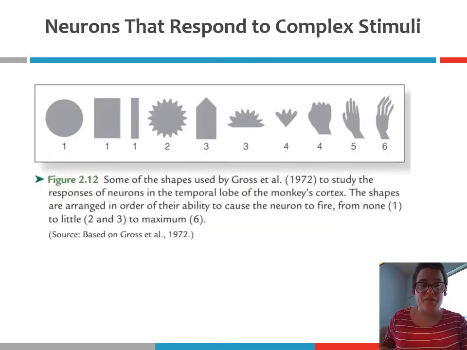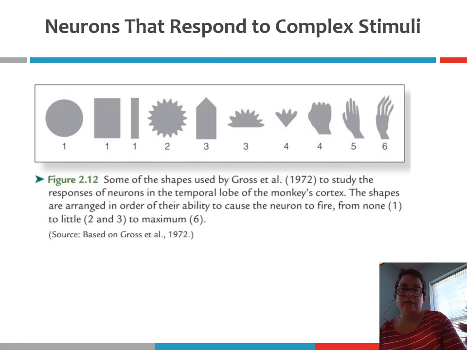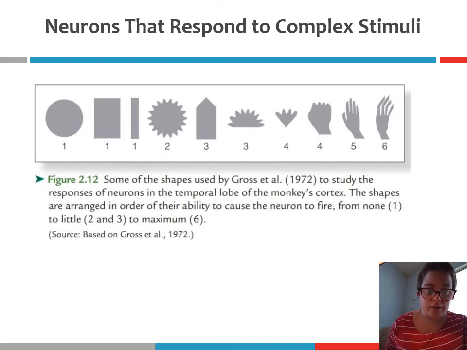Okay. So what this diagram shows is the firing rate of this individual neuron, right? Here are all of the different shapes that the researchers presented to this individual neuron. And the number below the shape indicates the degree of firing of this neuron. It's kind of confusing, but 1 actually means there was no firing, so there were no action potentials being generated from this individual neuron. And 2 and 3 indicate very little firing, whereas 5 and 6 is consistent with maximal firing, so firing lots of action potentials, right?